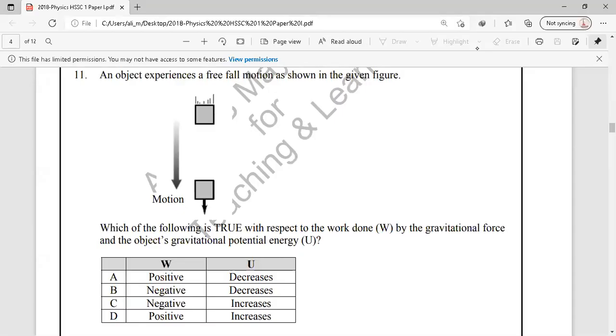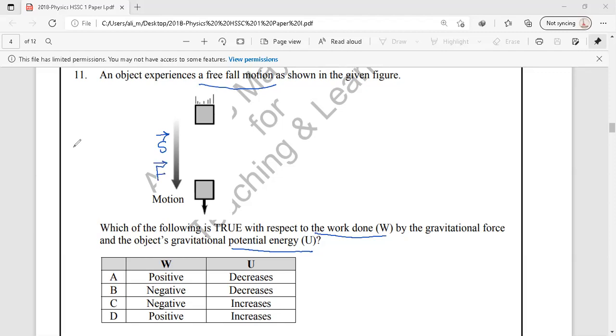Then let's come to our question number 11. An object experiences a free fall motion in which a body falls downward due to the gravitational force applied by the earth. Which of the following statements are true with respect to the work done by the gravitational force and the potential energy U? What difference will it make to these two? So we know that if this body is falling downward, this is the direction of displacement, and the gravitational force is in the same direction as well.